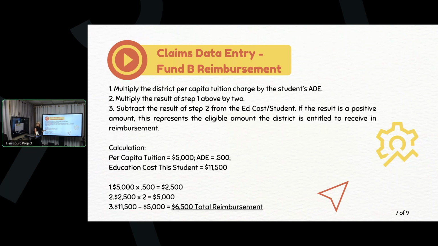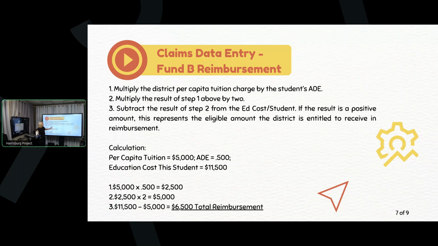So this is the calculation. It shows you take your per cap times the ADE. So most ADEs, this is half a year is what they're saying. This kid went half a year. So it's 2,500 times 2. So 5,000 is what you have to exceed. So then it's going to take the cost, subtract what you have to reach, and that would be 6,500, your total reimbursement. Okay. So the days enrolled divided by the days in session makes your ADE.